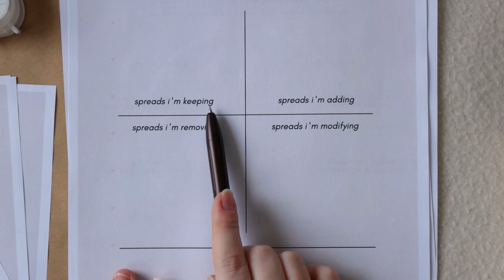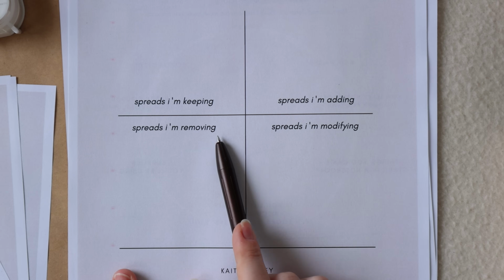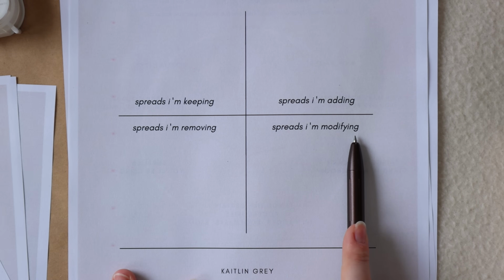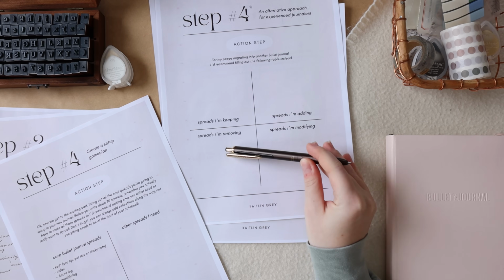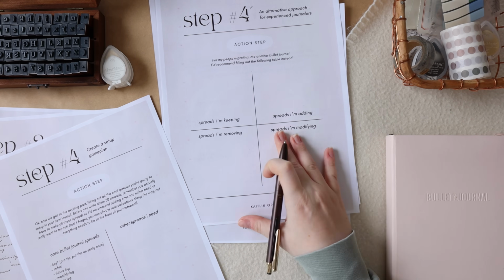Spreads that you're keeping and migrating over from your old journal, spreads that you're adding into your journal that weren't previously a part of your old bullet journal, spreads that you kept in your old bullet journal but don't want to carry over, so you're just scrapping them entirely, and then spreads that you had in your old journal but you need to modify or change so that they work for you. And I do both of these ways. It just kind of depends on what I feel like doing at the moment.